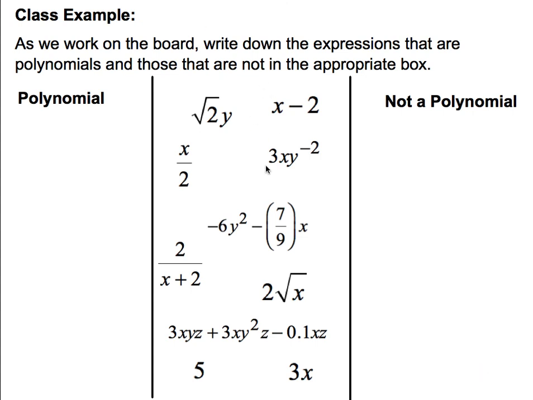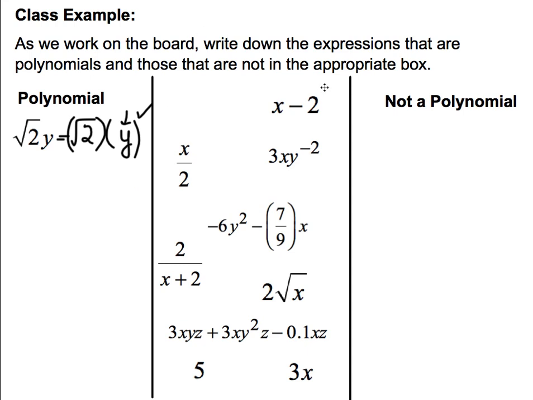Okay, so welcome back. This one right here is a polynomial, and the reason why is because this is like saying square root of 2 times y. That's just a nice shortened way of writing what I just wrote down. Since the variable is not part of the square root, it is a polynomial.